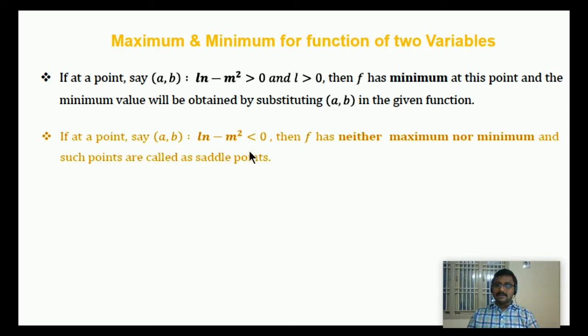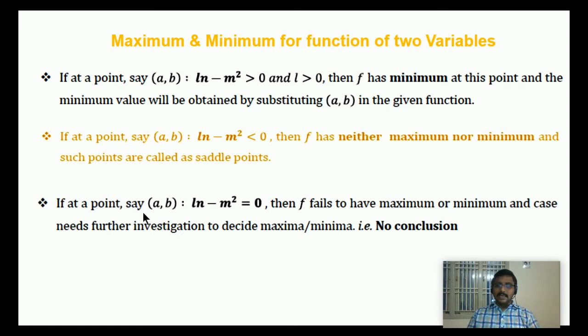Suppose LN minus M square is less than 0, then the function f has neither maxima nor minima, and such points are called saddle points. So here we have a 2 marks question: what is a saddle point? Saddle point means the condition LN minus M square is less than 0 at the obtained stationary point (a, b). Then such a point (a, b) is called a saddle point. At this stationary point, the function neither attains its maxima nor minima.